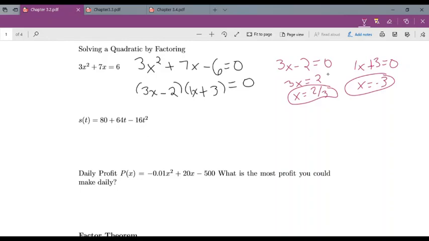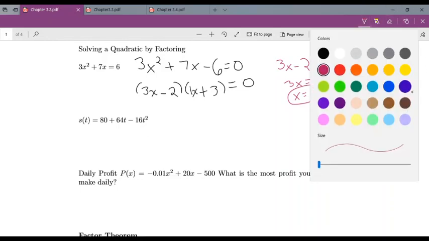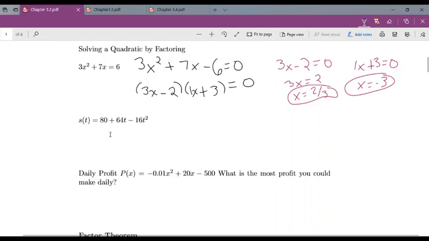Let's change colors again. This one says s of t equals 80 plus 64t minus 16t squared. When I see this, my first thought is I can pull something out. I know I could pull a 2 out because all these are divisible by 2, but I could pull out something that's bigger than 2. 4 works, 8 works, 16 actually works too.